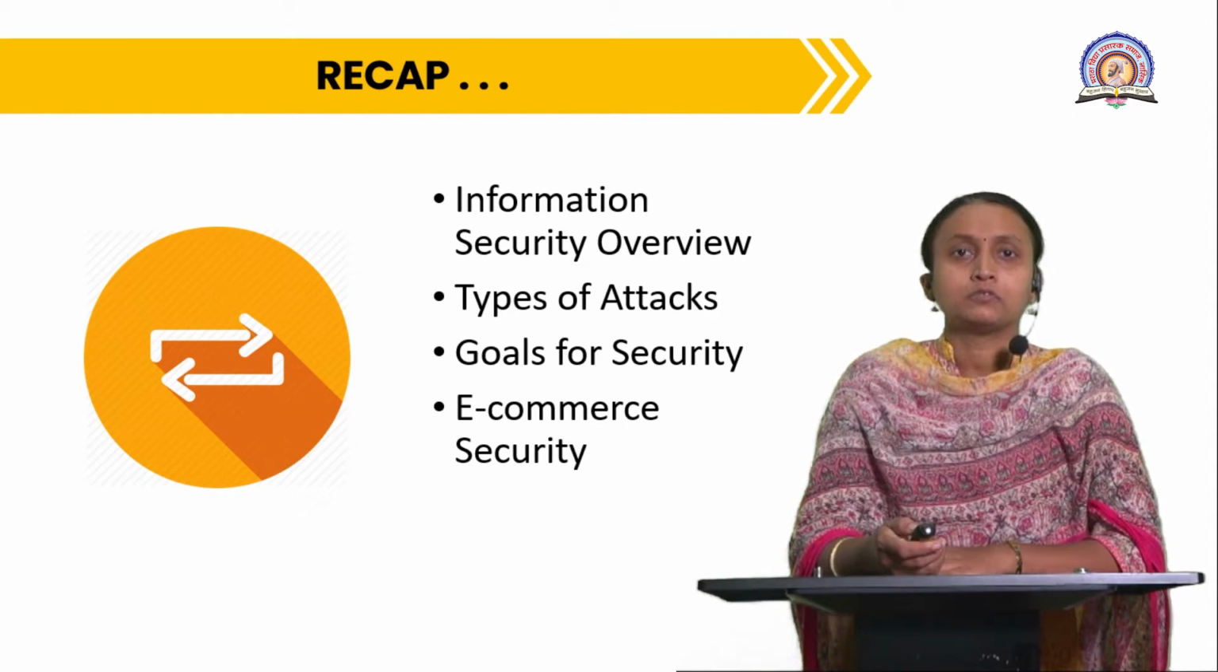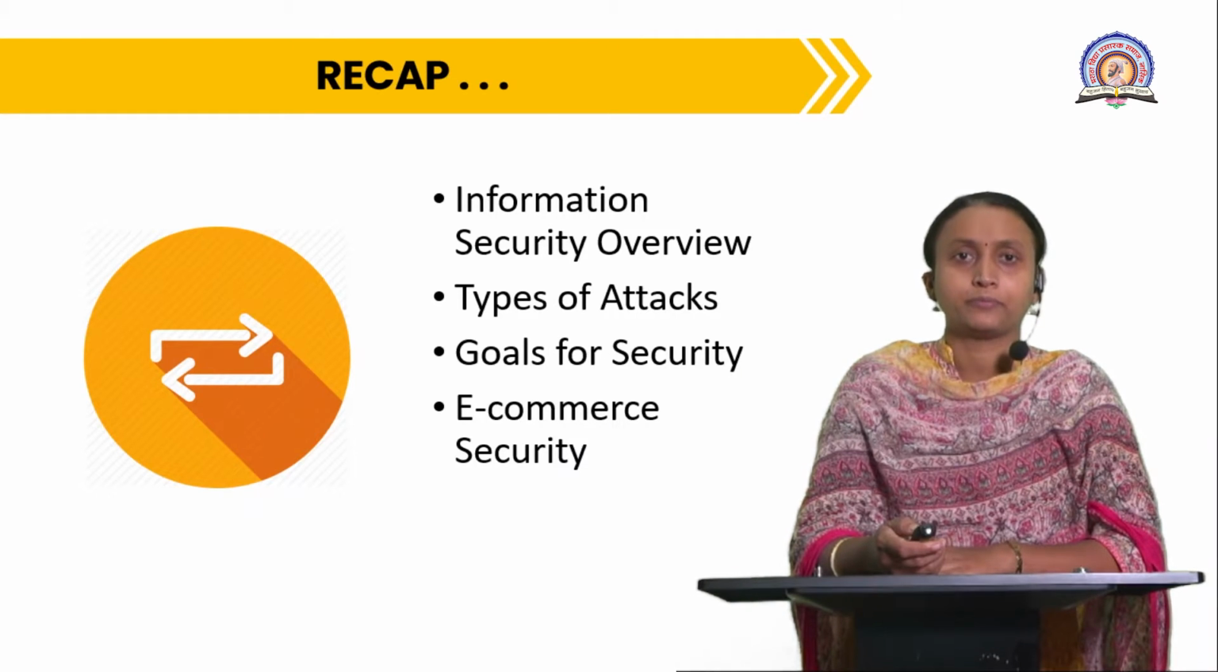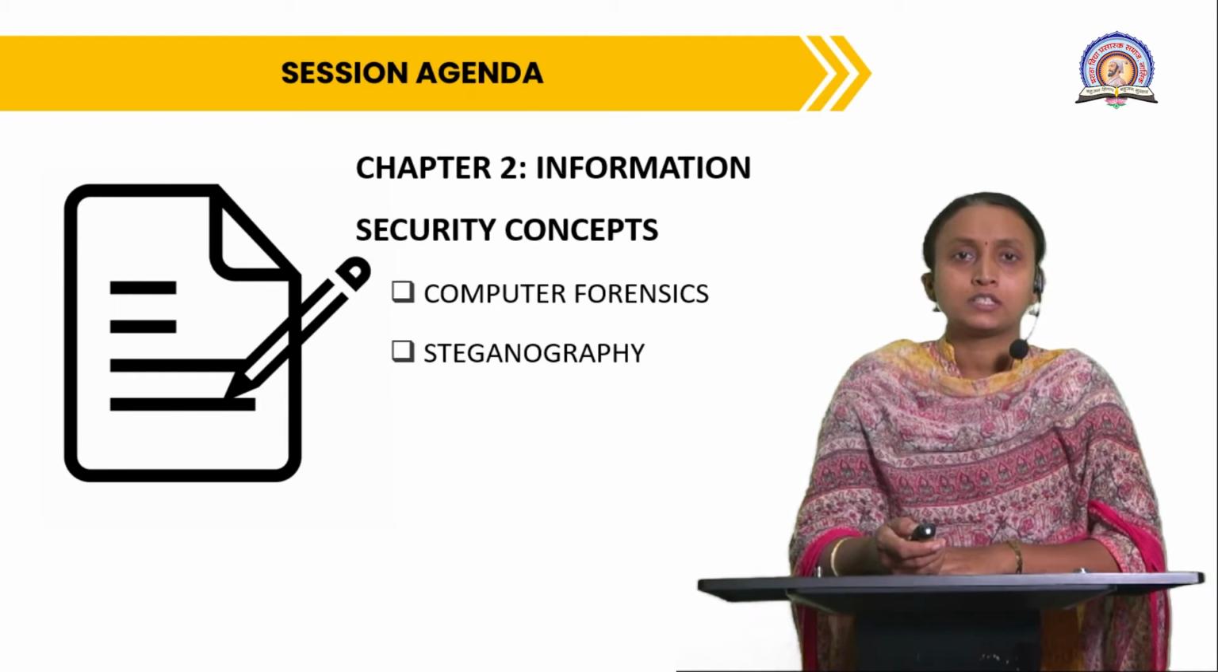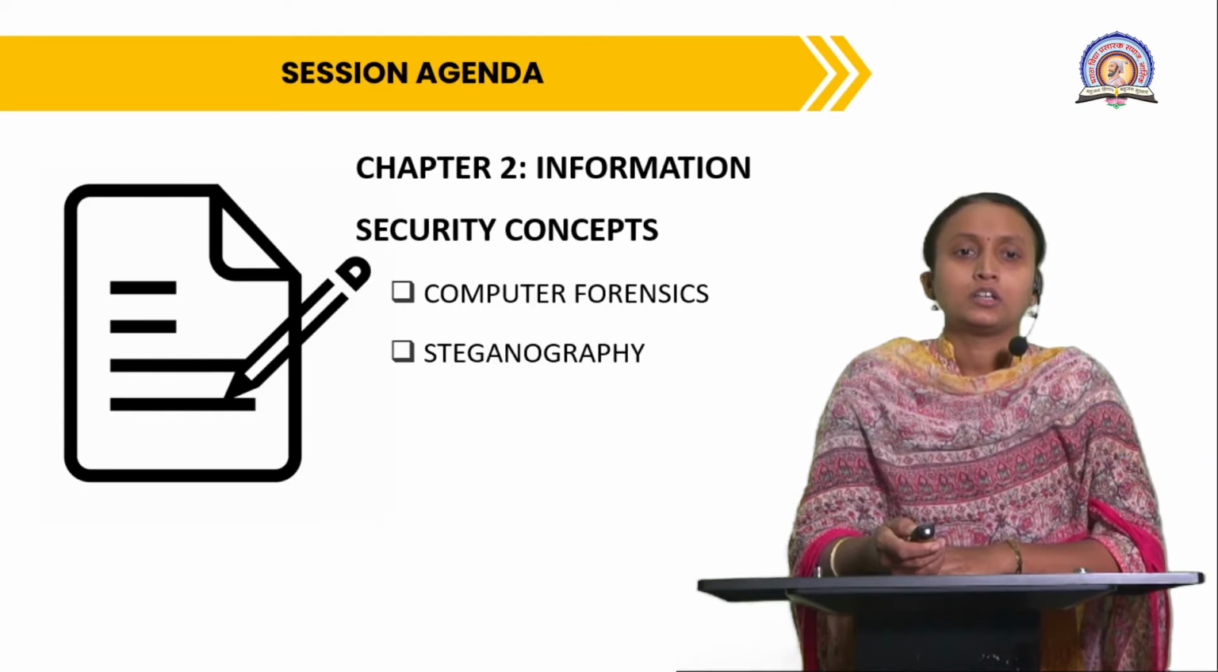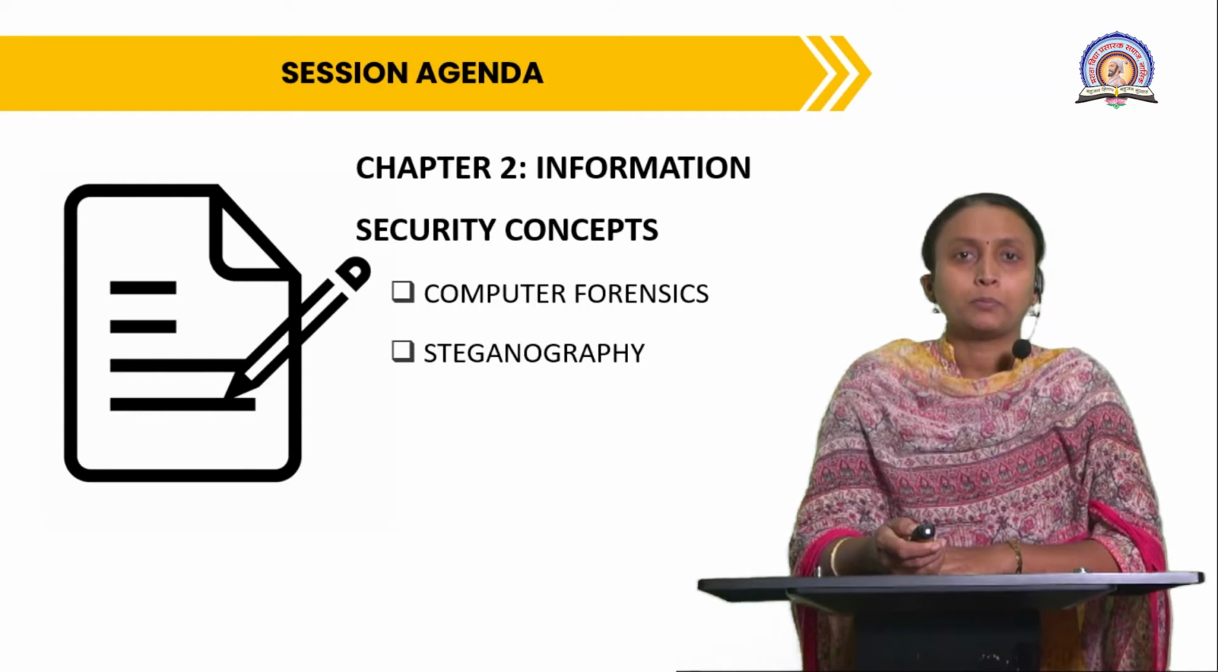In the previous lecture, we discussed some topics from chapter 2: information security overview, different types of attacks on information, goals of security, and some points related to e-commerce security. In today's lecture, we will see the next topics from the same chapter. The chapter is Information Security Concept, in which we will discuss the basic concepts related to information security. Today we will see the computer forensic field and the steganography technique.